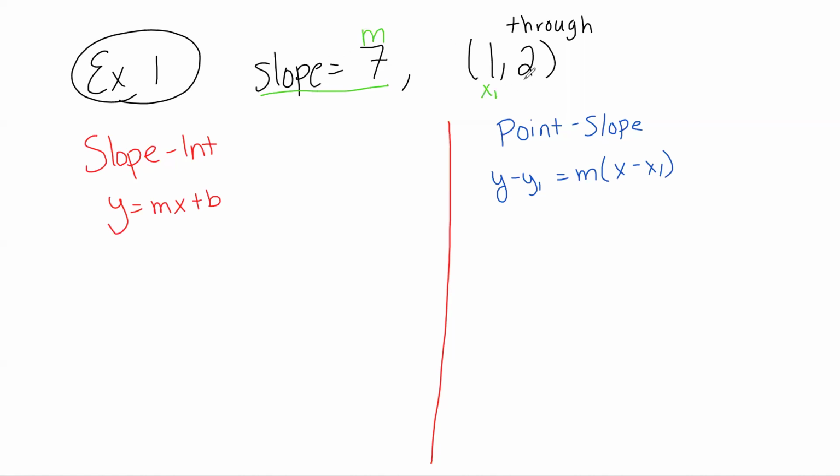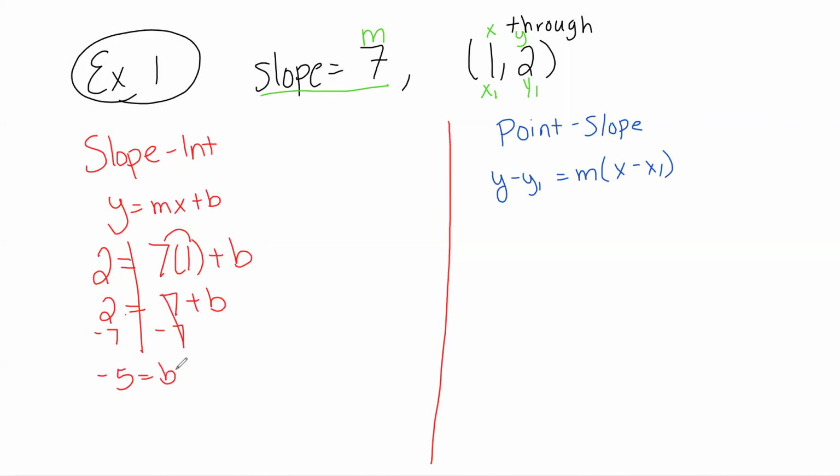This is our x1, this is our y1, or just x and y on the left-hand side. So just plug in what we know. We know the y value is 2. The m, which is slope, is 7. The x value is 1. Put that in parentheses because otherwise, if you don't, it looks like 71. It is not 71, it's 7 times 1. And we don't know the b value. Solve for b. So this is 2 equals 7 plus b, minus 7, negative 5 equals b.